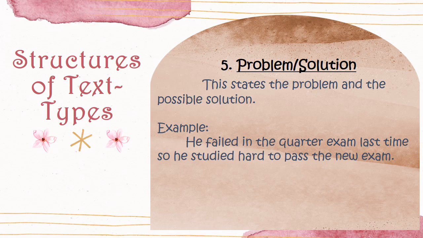Panglimang structure ng text type. Problem, solution. This states the problem and the possible solution. For example, he failed in the quarter exam last time. So, he studied hard to pass the new exam. So, dito naman, pwede ring may problema tapos binigyan ng solusyon para makabawi sa susunod. So, structure din niyon ng text type. Problem and solution.